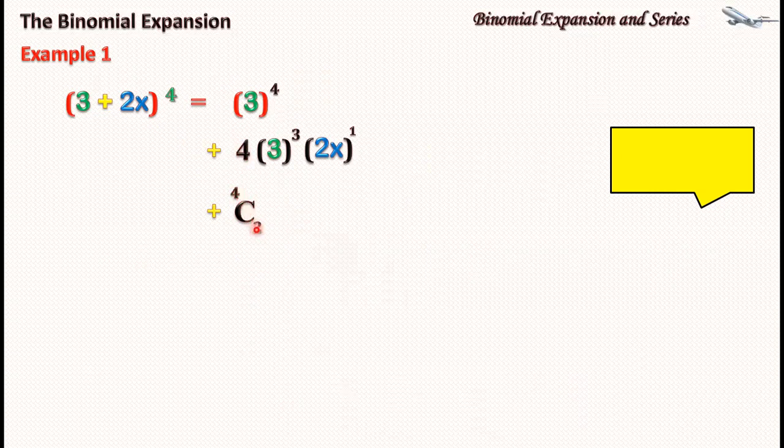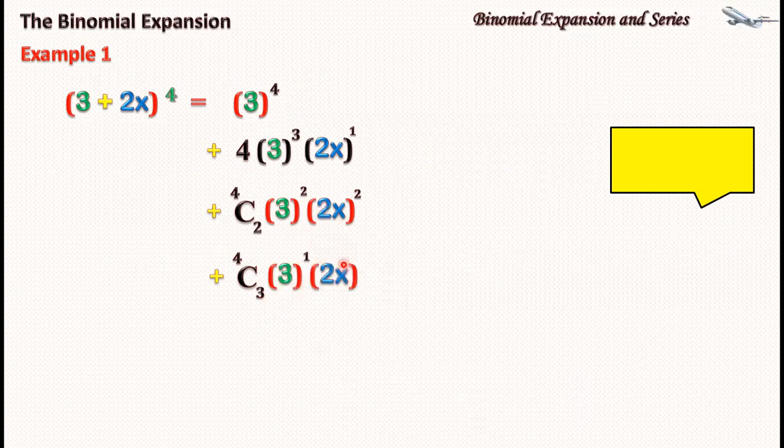This next term is 4 combination 2 into 3 to the power, which power now? 3 to the power 2 times 2x to the power what? 2, so that the sum is always equal to 4. All right, the next term now should be 4 combination 3. We know that 4 combination 3 has the same value as 4 combination 1, which is 4. So I can just write 4 instead of writing 4 combination 3. So now 3 to the power 1, 2x to the power increases by 1 to the power 3.